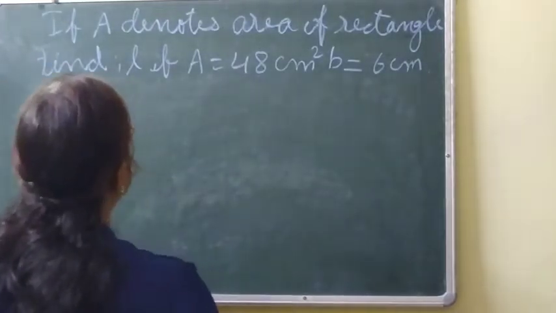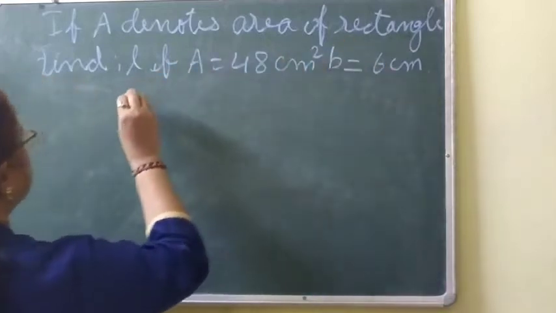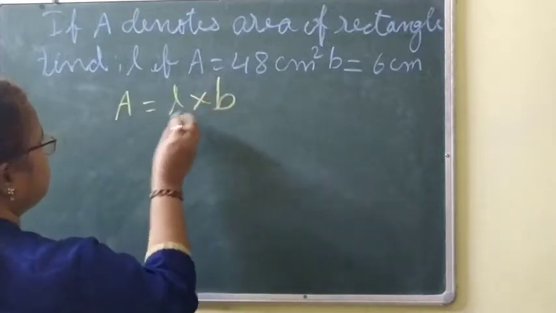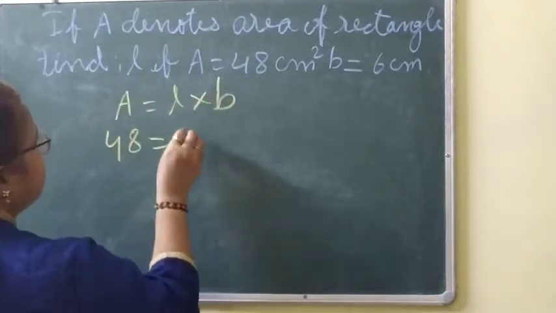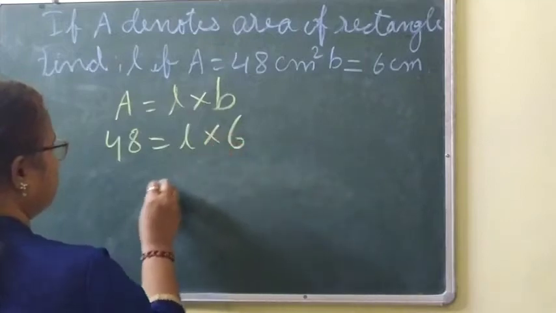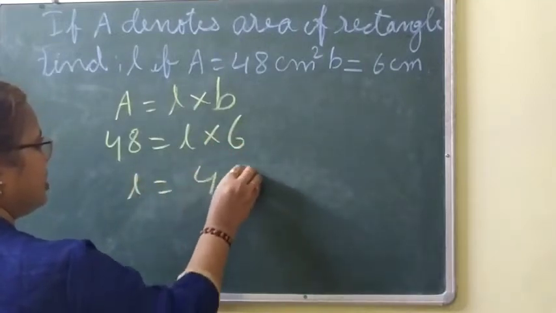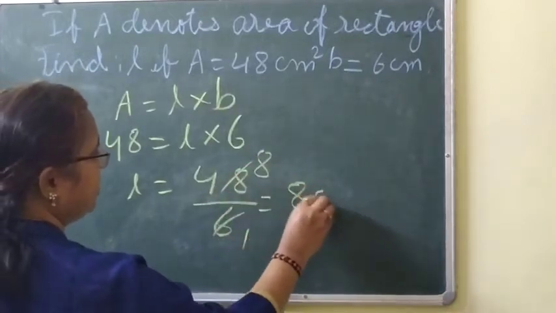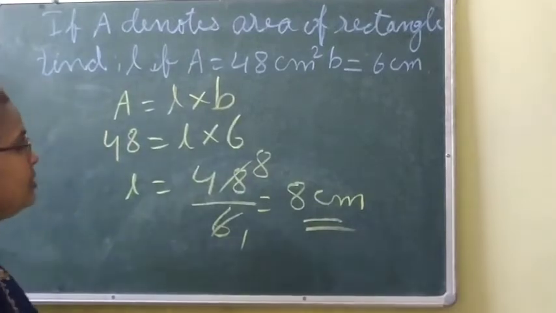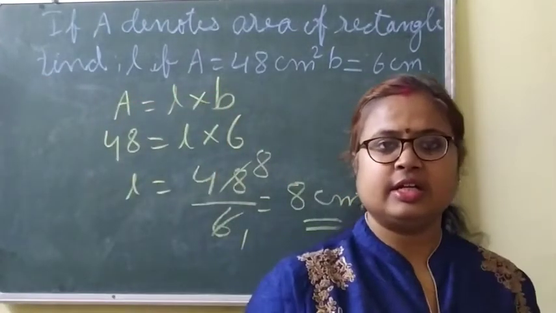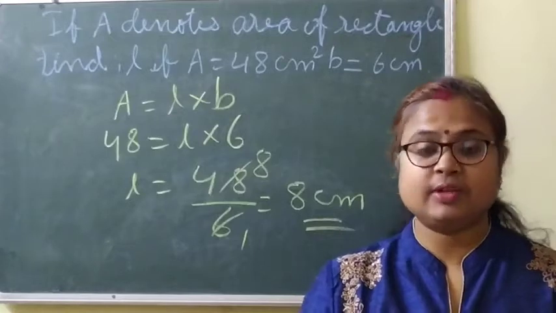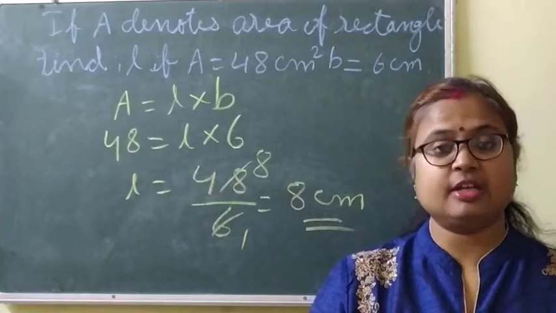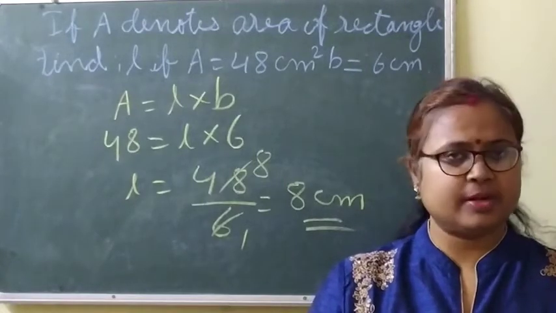So how we'll find out? If A denotes area of a rectangle, so A is equal to L into B. A is given, 48. L we have to find out. B is given, 6. So L will be equal to 48 by 6. 6 1 is 6, 6 8 is 48, so 8 centimeter. Answer. Clear? Because I have discussed that the area is equal to length into breadth. If length you have to find out, then length will be equal to area divided by breadth. And if breadth you have to find out, then area divided by length.